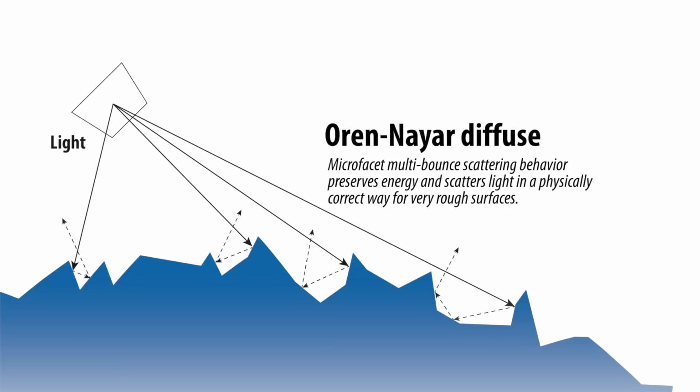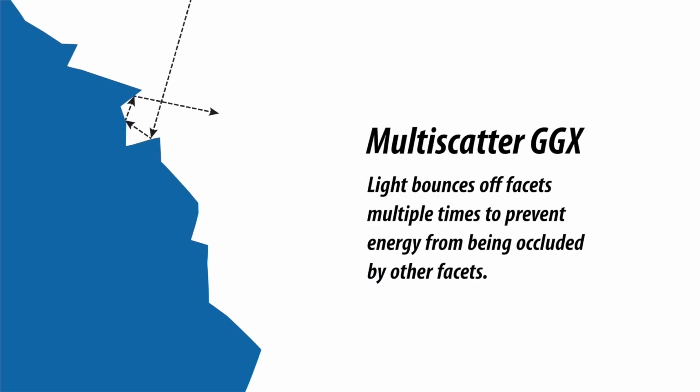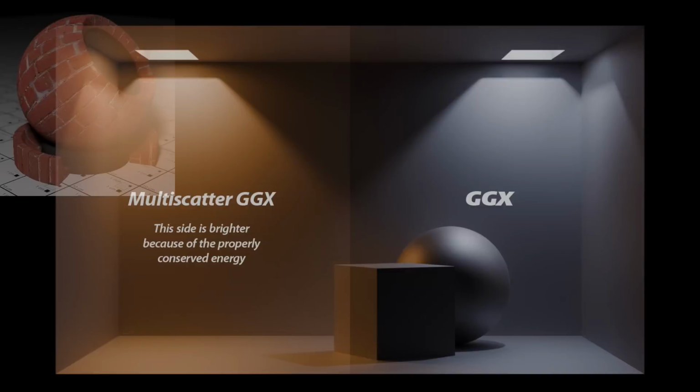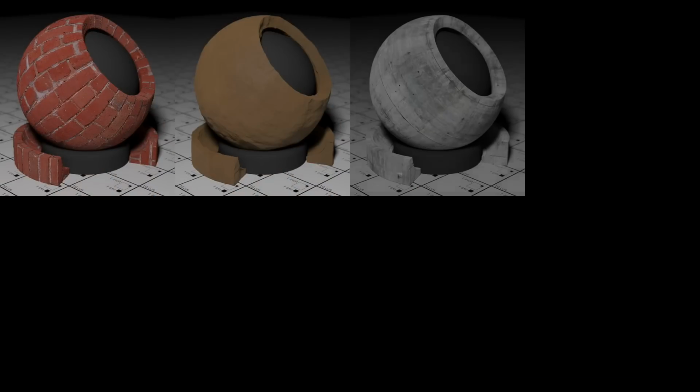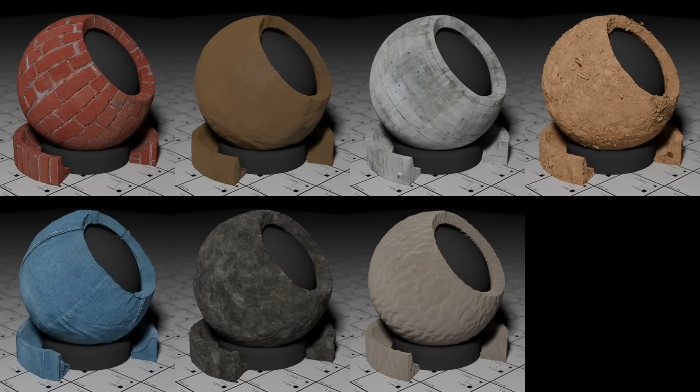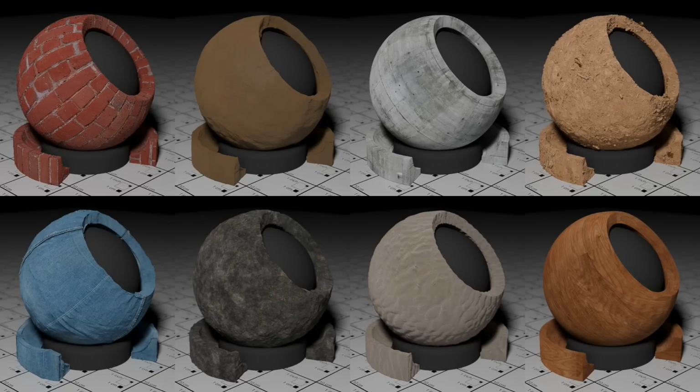This improvement is similar to how the new multi-scatter GGX function in 4.0 enhanced the older GGX implementation, improving energy preservation. So, the Oren-Nayar algorithm more accurately models very rough diffuse reflections like you would typically see on brick, clay, concrete, dirt, rough fabrics, rocks, sand, and non-glossy woods.